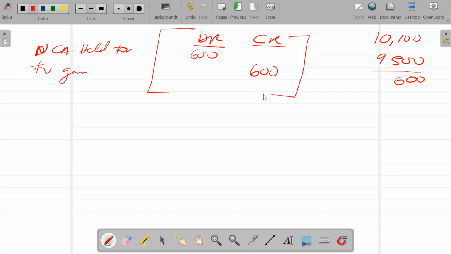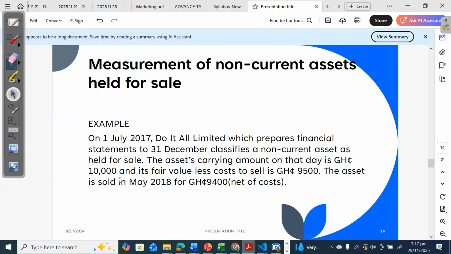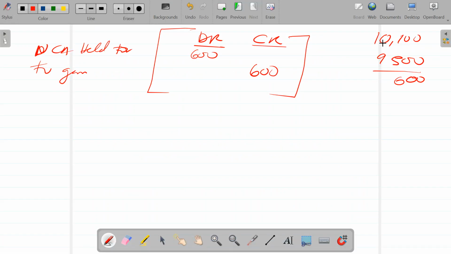The standard says that at the time we classified the asset as held for sale, the carrying amount was 10,000. After classifying the asset as held for sale, any subsequent fair value increase should not exceed the original carrying amount.